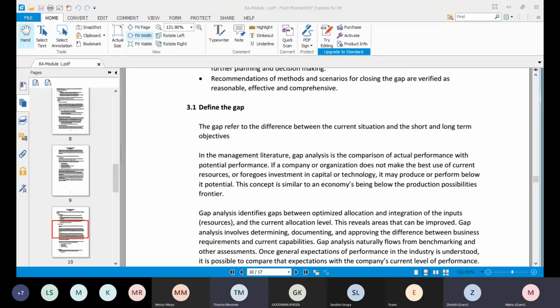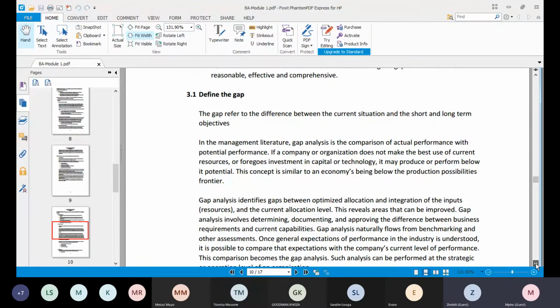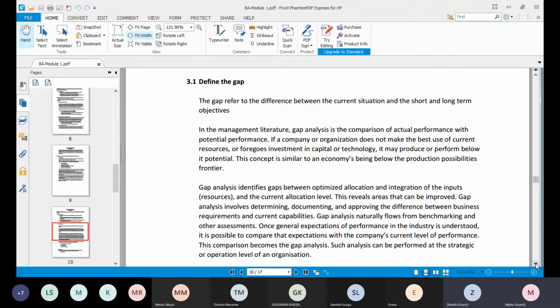Spotting an opportunity. Tisetso, I see you are raising your hand. You want to say something? Yeah, I was answering, define the gap as spotting an opportunity. Yes, okay, that's very good. Thank you. Anyone else?